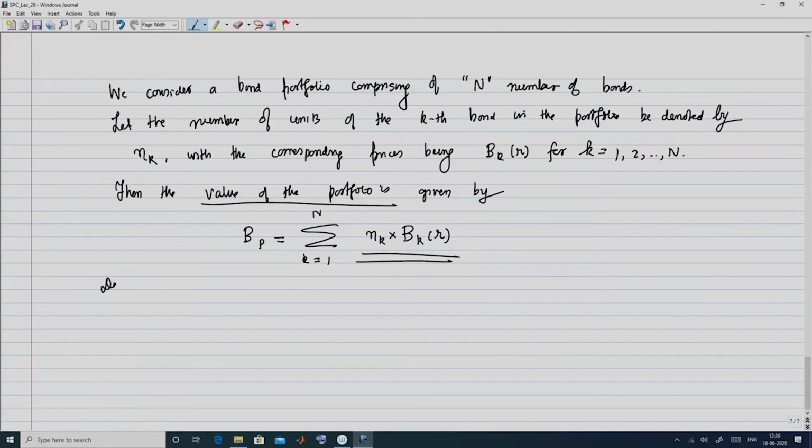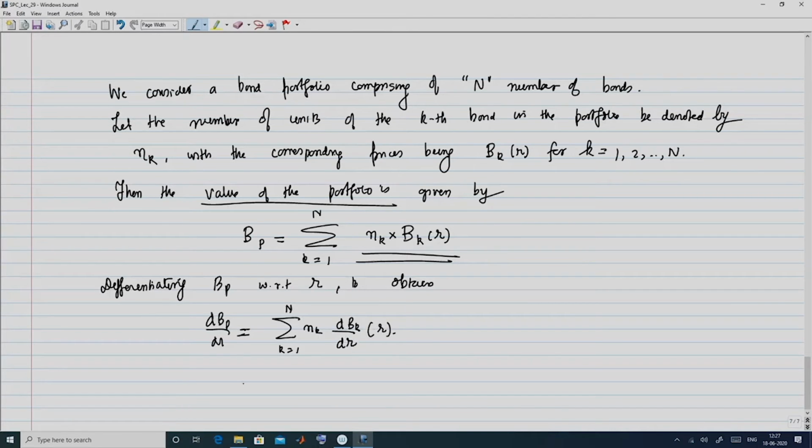Okay. So, now what we do is that we differentiate B P with respect to r to obtain dB P over dr. What is this going to be? This is going to be summation N k, remember N k is a constant, k equal to 1 to N, into dB k over dr of r. Now, what I can do is that I can then multiply both sides by minus of (1 plus r) divided by B P of r.